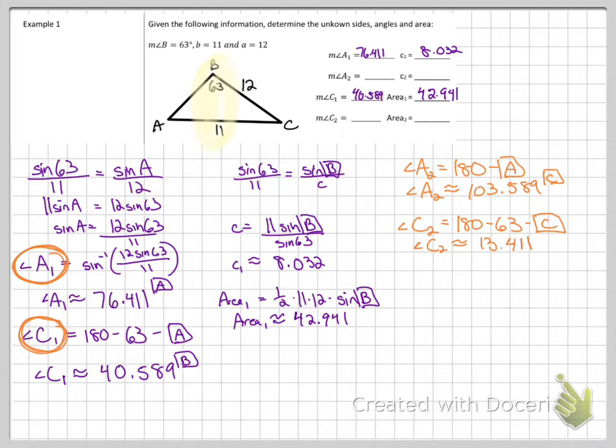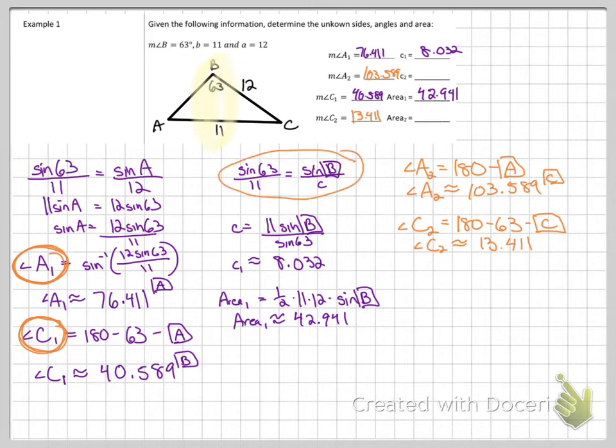13.411, which is not negative, so this does exist. 13.411 for C2 and 103.589 for A2. So I don't know until I get here. If this is negative, it does not exist. Since it was positive, we keep going. So I've done the first two steps on the left.